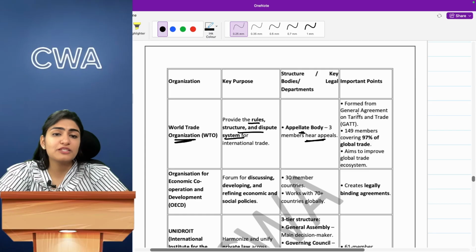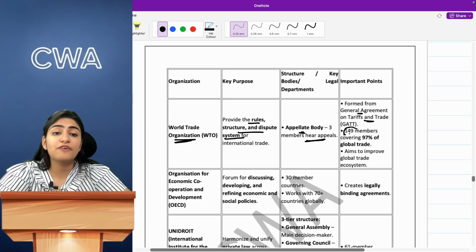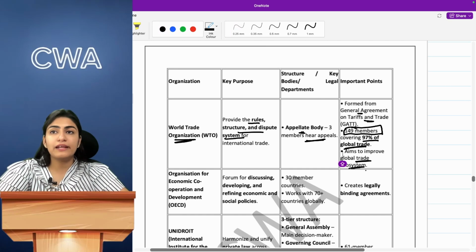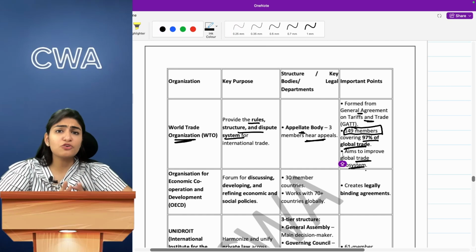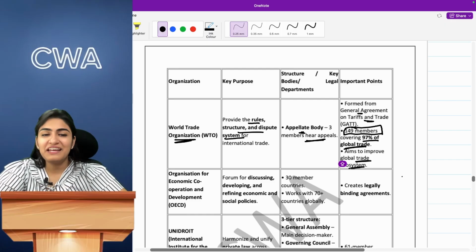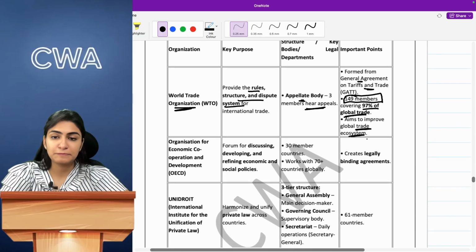They were formed by the General Agreement on Tariffs and Trade. These have 149 members covering 97% of the global trade, and they aim to improve the global trade ecosystem. So they have 149 members, something that you need to remember, and 97% of global trade is what they cover.